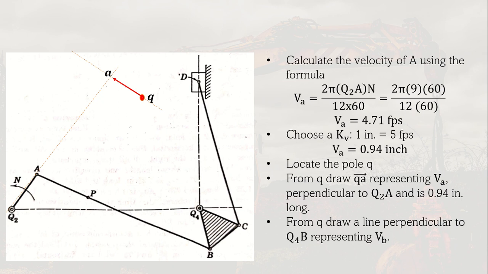Then from Q, you draw a line perpendicular to Q4B representing the velocity of B. So the Q4B line is this line. We are going to draw from Q a line perpendicular to Q4B. So this is Q4B, and the line from Q perpendicular to Q4B is this line. As you can see, it is from Q and it is perpendicular to Q4B.